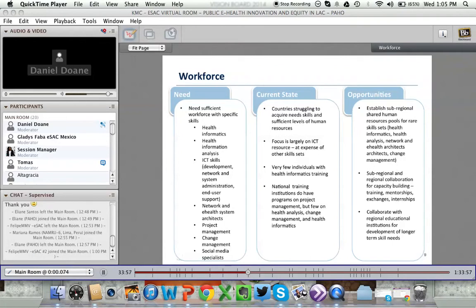Finally, the issue of workforce, of course, is very important. eHealth requires a really specific set of skills that are essential in order to be able to develop and sustain an effective eHealth environment. We need people who have special knowledge in health informatics and health information analysis, a whole range of ICT skills. We need people who can design information architectures and technical architectures in order to support eHealth. We need people with strong project management capacity to implement. We need people with change management experience to help us use these new tool sets in better and effective ways.